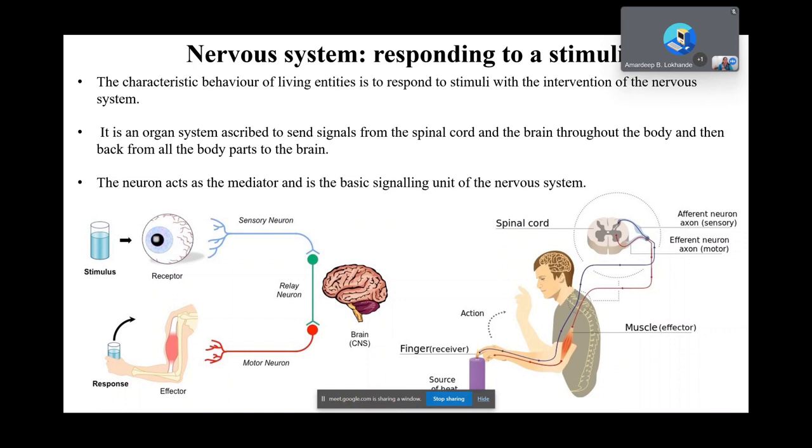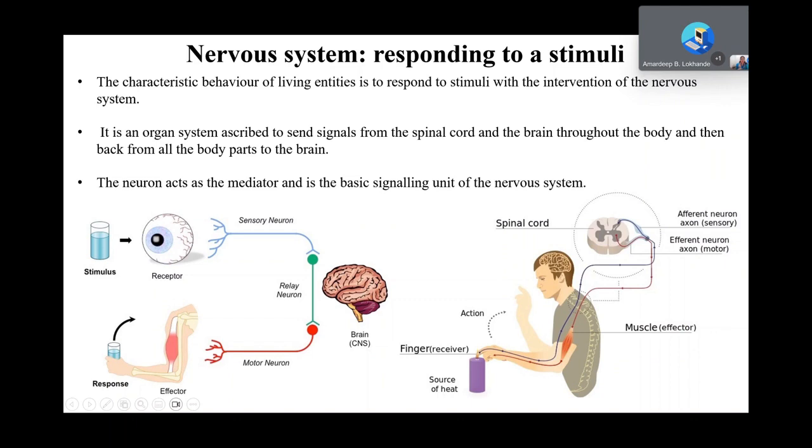Another kind of information: for example, here you can see this person is touching a source of heat, the candle. Your reaction should be to remove your hand. When you touch the flame, the receptor carries this response to the spinal cord, and the spinal cord then responds and sends a message to the arm saying to remove the hand. That's the kind of information that is being relayed.